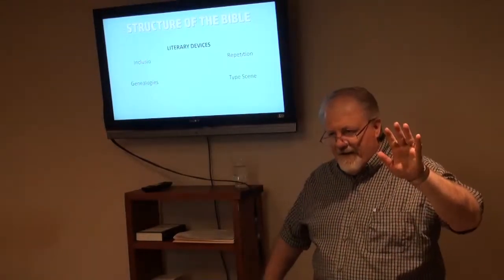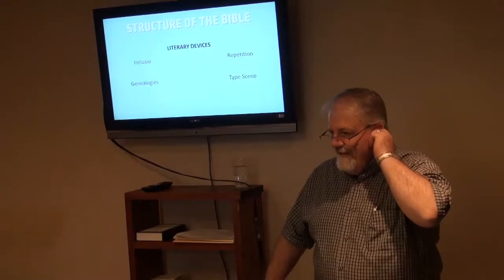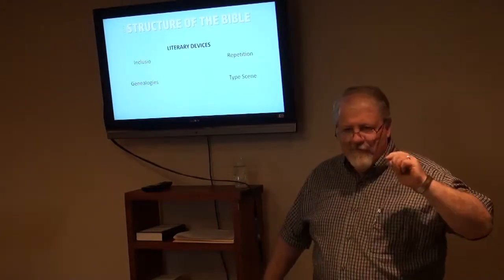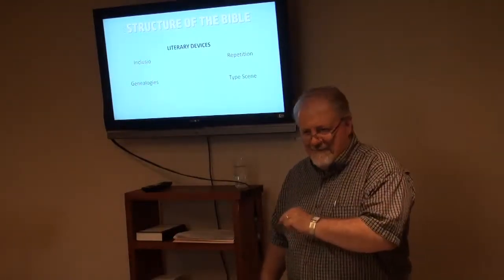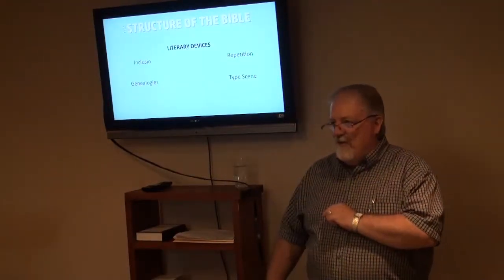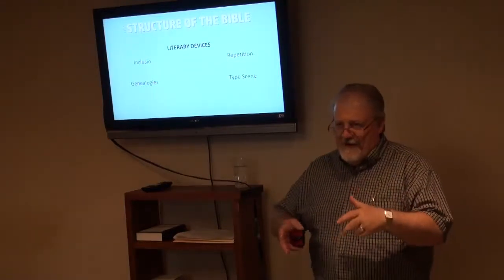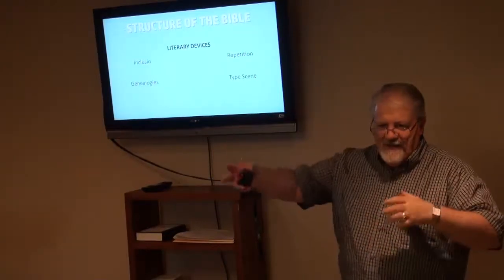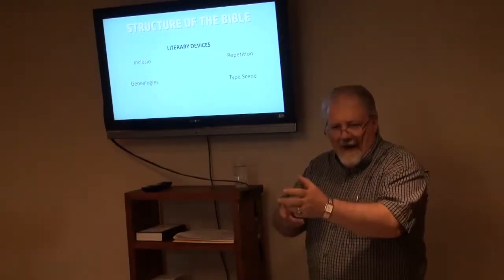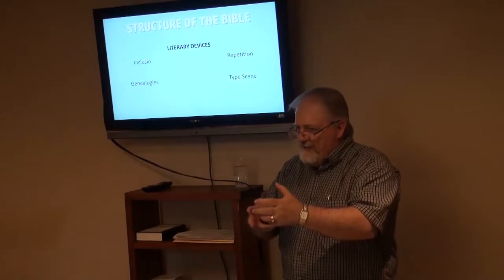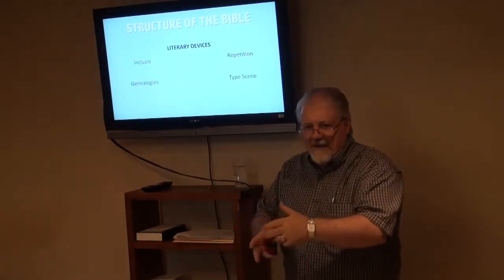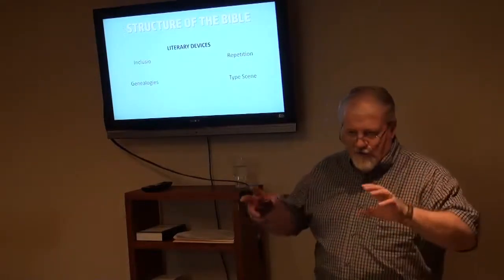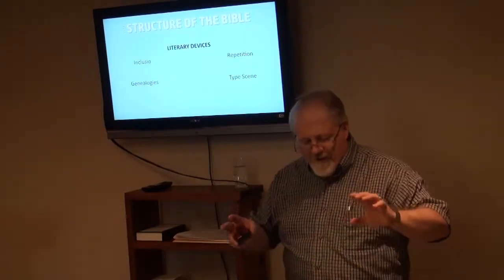Another literary device is called the type scene. Has anybody ever heard of a type scene before? You want to know what it is? A type scene is a repeated scene. So lots of times when you're watching movies, you'll see a scene is set up, and then we change scenes and they go to something else, and then all of a sudden they're back to another scene which seems to be similar or almost identical to that first scene. That's called a type scene. It's trying to draw parallels between those events.